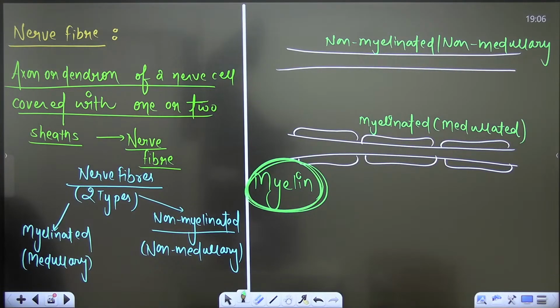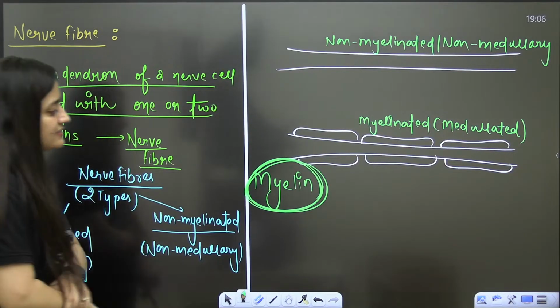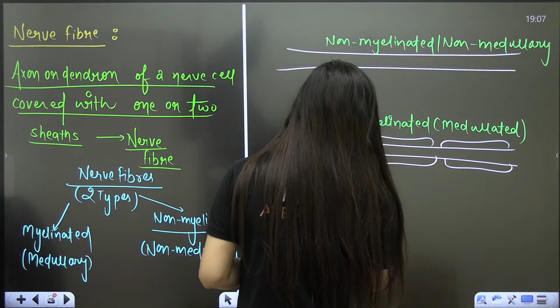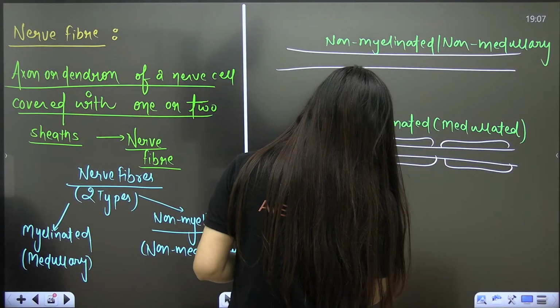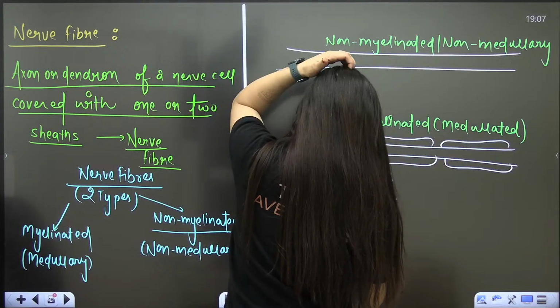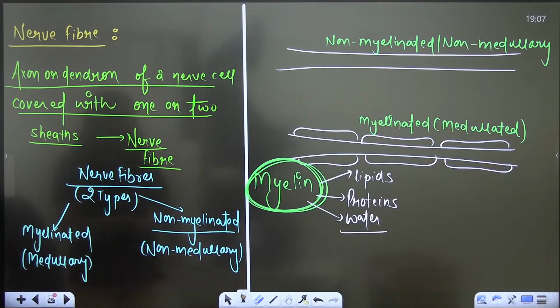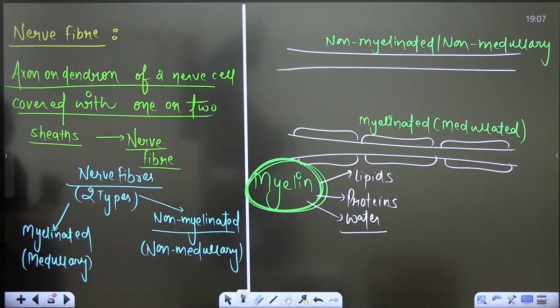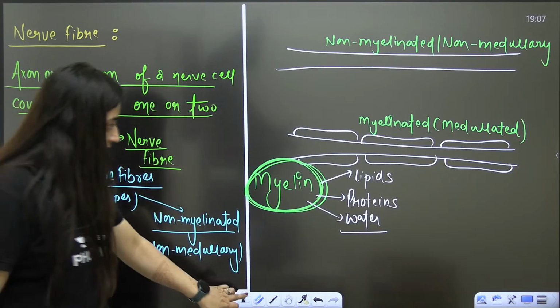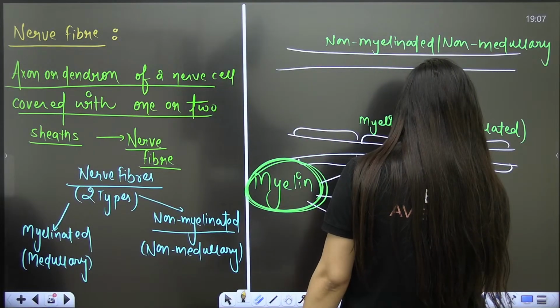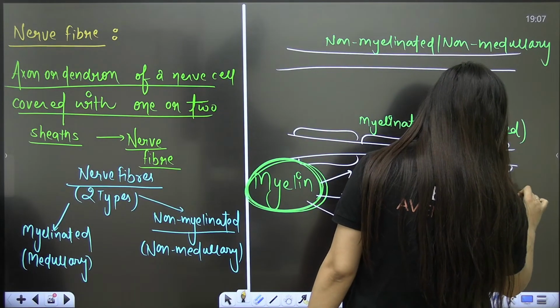So this myelin is a fatty material. When you're talking about the myelin, it contains lipids, meaning fats, and also proteins and water. That's what we see here in the case of myelin: lipids, proteins and water. So it is just like an insulating layer. It serves as an insulating layer.